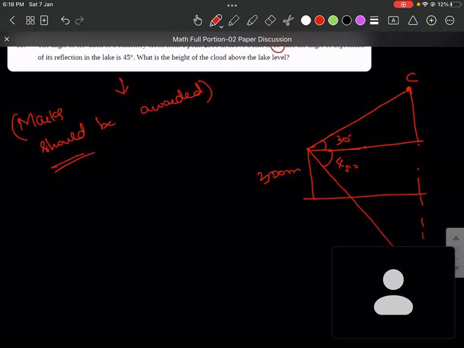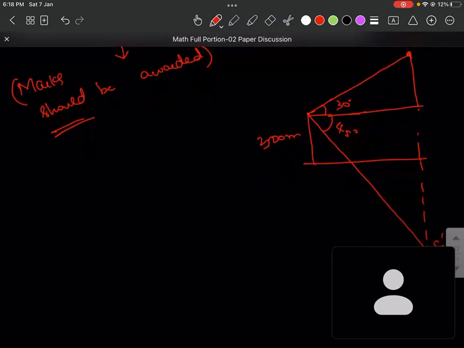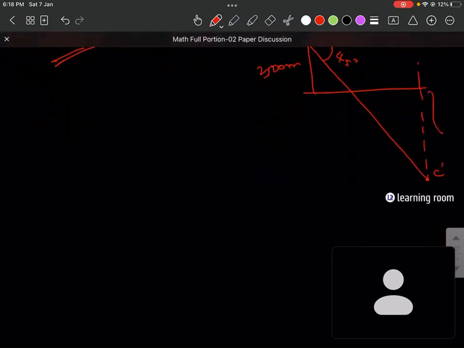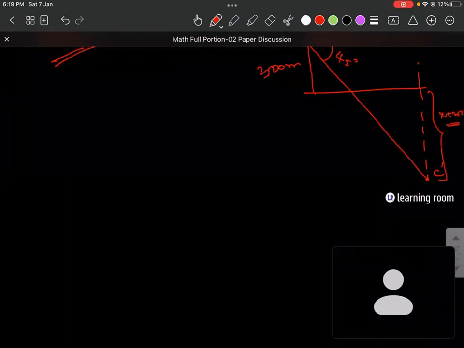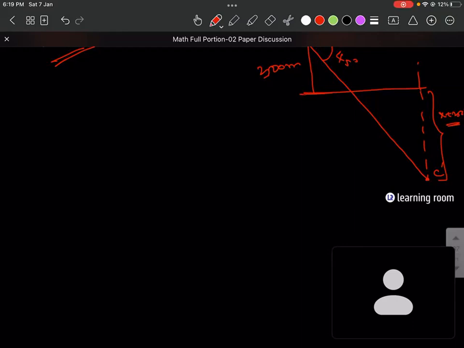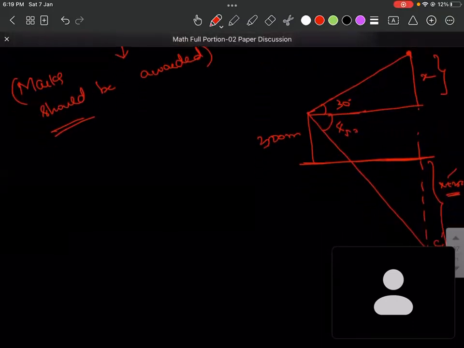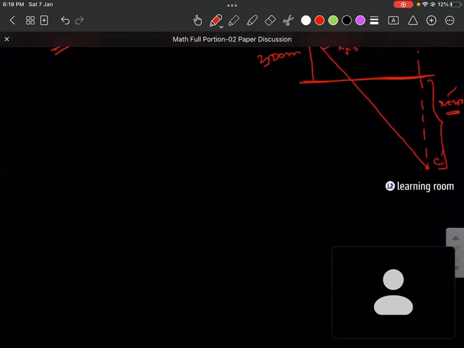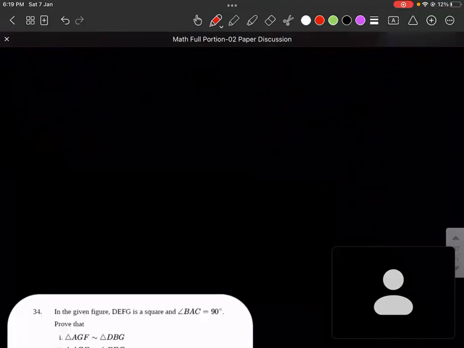Right. If this is 2500, and this height is x, then this distance will also be x plus 2500. Why is it so? Because this is a plane surface. We know according to a plane mirror, the object distance and the image distance are the same. So it will be x plus 2500. Am I right? So having that in mind, you should be able to solve.